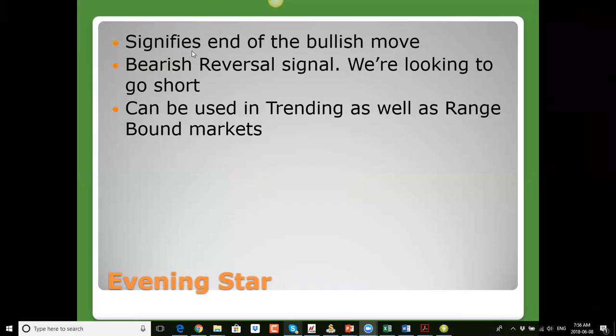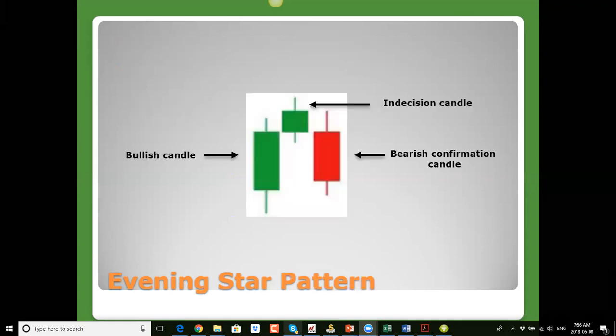So evening star basically signifies the end of a bullish move, and now we're looking for price to reverse. So it is a bearish reversal signal. And like I said, it can be used in trending as well as range-bound markets. So at a pullback level, we are looking for price to continue lower, and in a range-bound market, we're looking for this type of pattern at the high of the range, because now we're looking for price to drop. So this is a bearish reversal pattern. Any questions on this? Okay, so no questions. Let's continue.